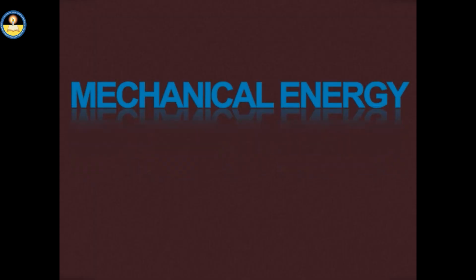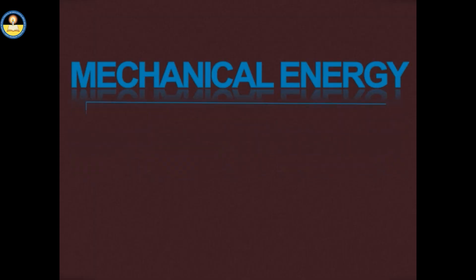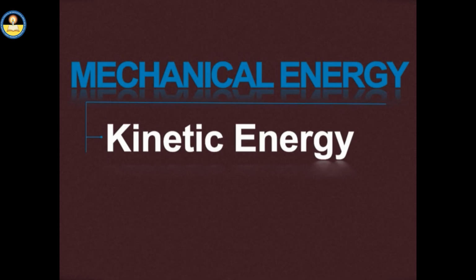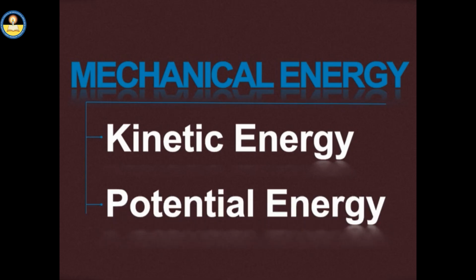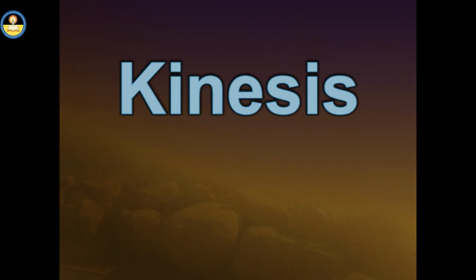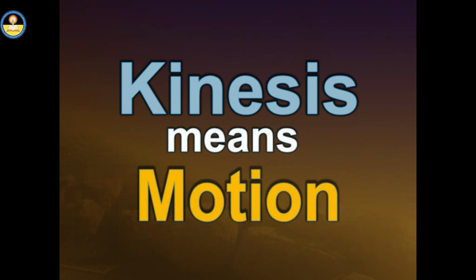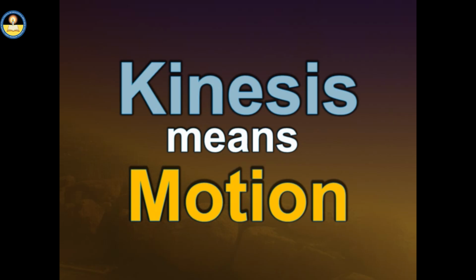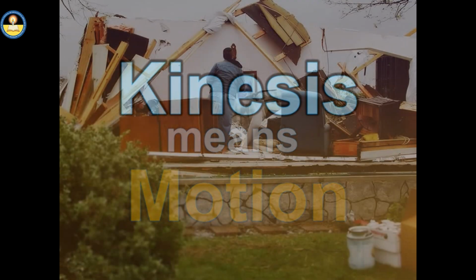Mechanical energy can be described as the kinetic energy and potential energy present in the components of a mechanical system. The word kinetic is derived from the Greek word kinesis, which means motion. Any object in motion has a capacity to do work.